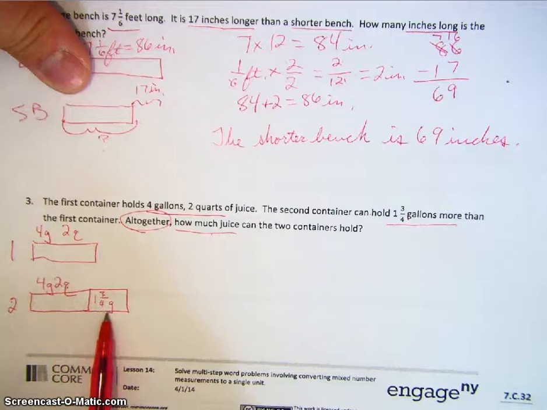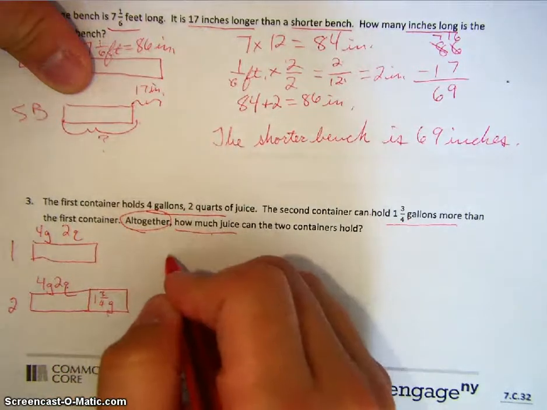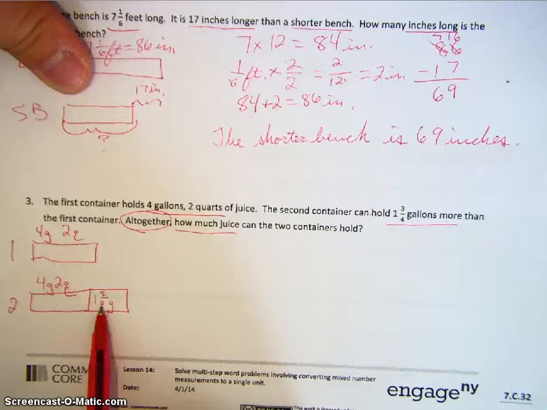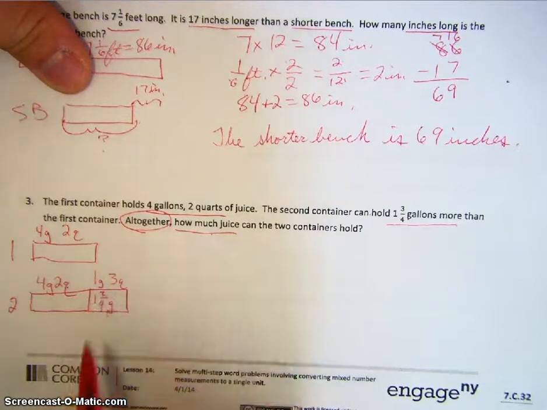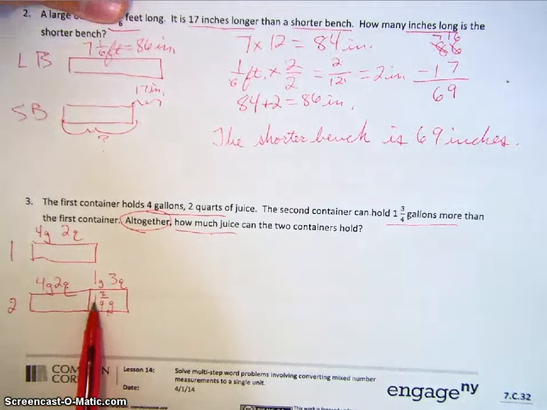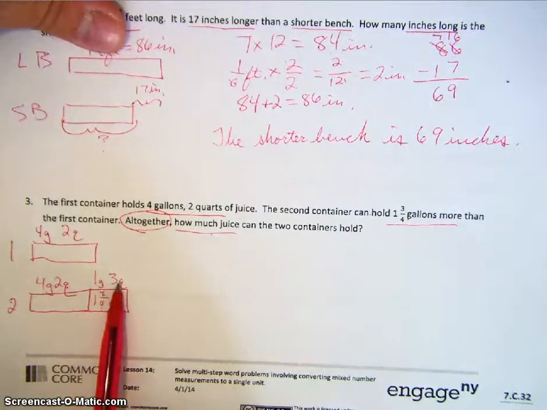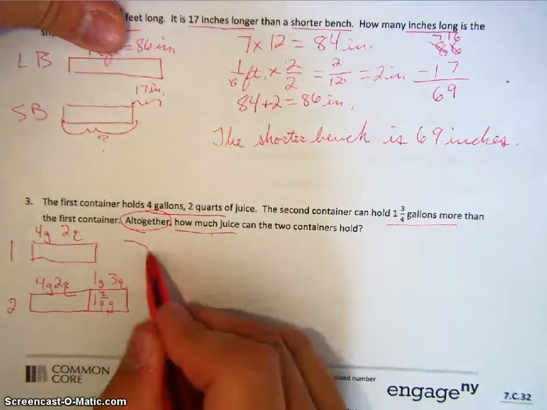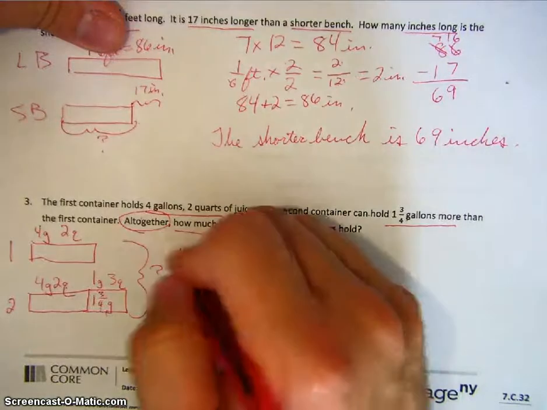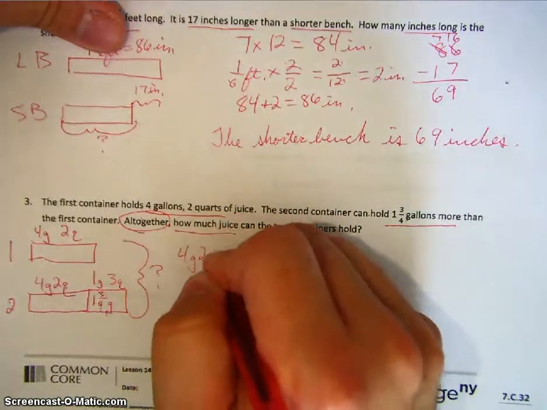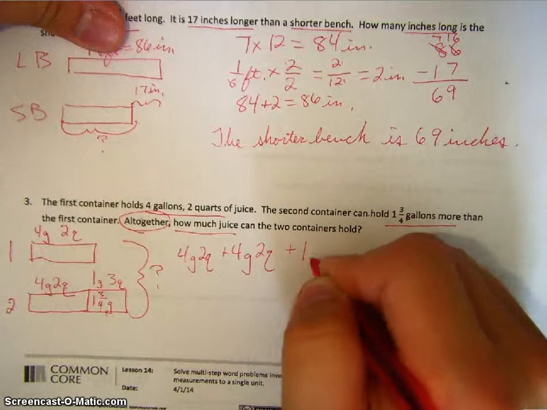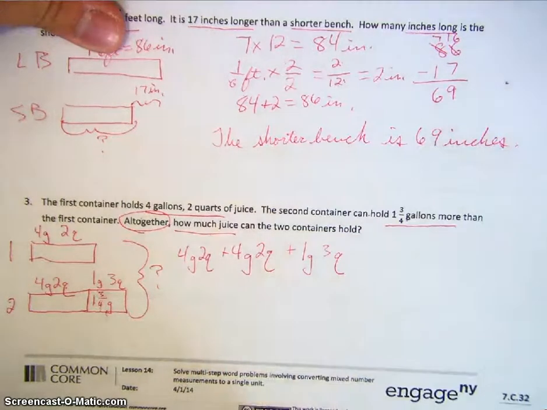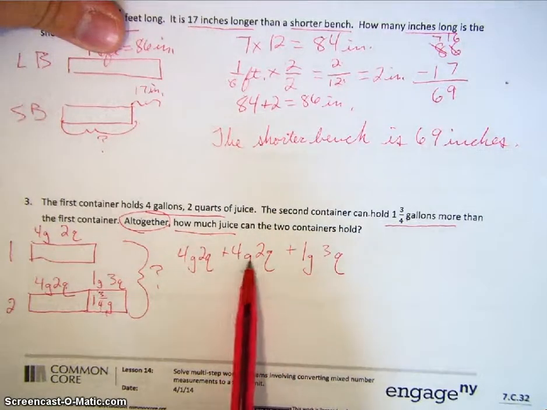Well, we have a fraction and we have mixed units. So what we're going to do is take our 3/4 of a gallon and convert it into quarts. Well, we know that 1 gallon has 4 quarts, so 3/4 of that would be 3 quarts. So 1 3/4 gallons equals 1 gallon and 3 quarts. So now we see altogether, so that means we need the total. So now we can add up our three measurements. So you can see that our second container contains these two measurements.